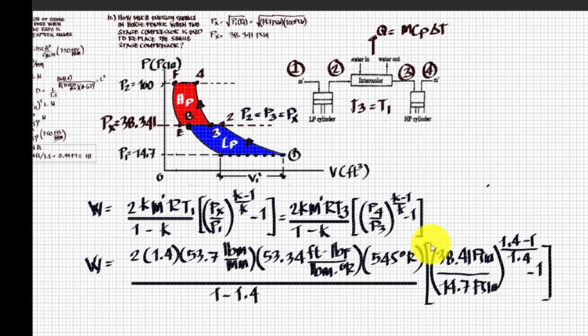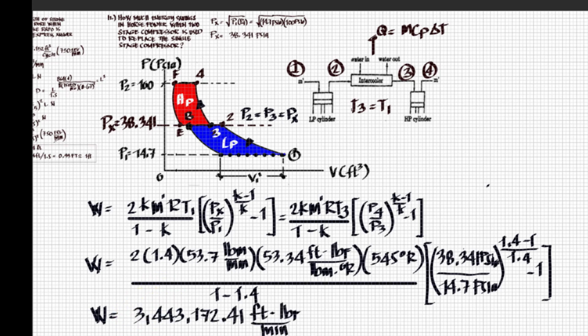Let me try to erase this one since I made a mistake. I forgot to put this, so change this one to value. So just an error here. That will be 341 psi absolute. Okay. Now if you press that on the calculator, that will be equal to 3,443,172.41 foot-pound force per minute.